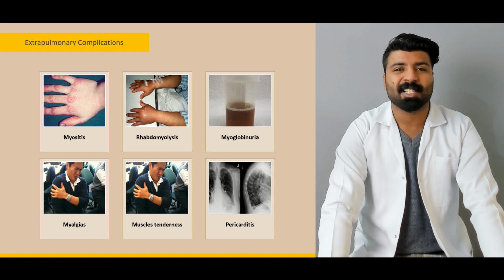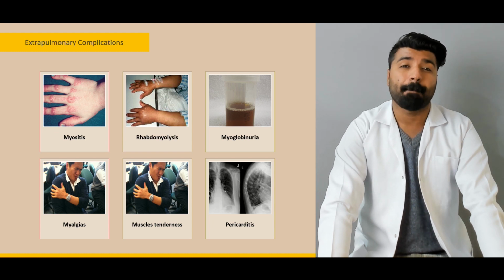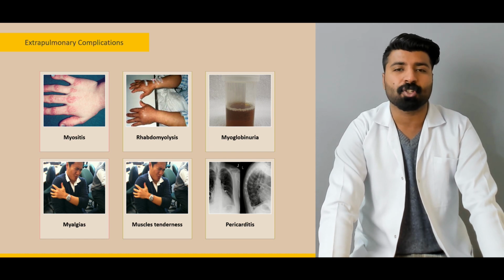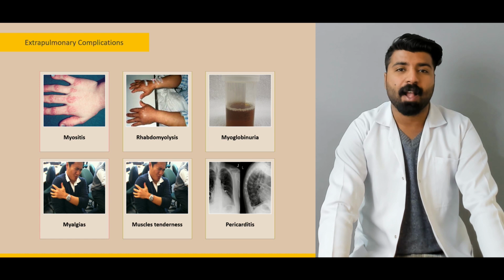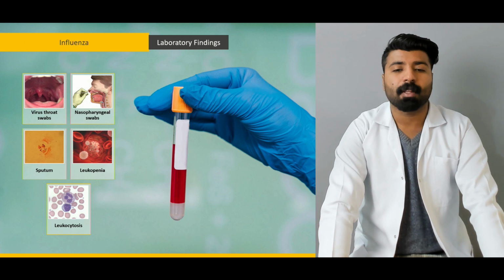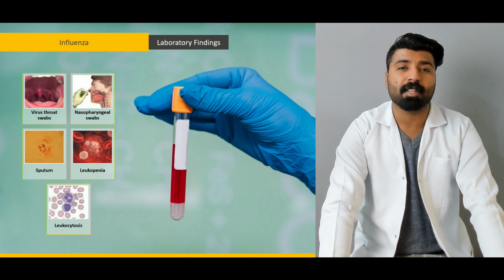Moving on to extrapulmonary complications, we're going to talk about the systemic manifestations, basically regarding bones, muscles, and what will happen to your cardiac tissue while this influenza virus is affecting your body. Next, we're going to talk about the laboratory findings. Now, laboratory findings come under the heading of diagnosis. How do we reach our diagnosis?